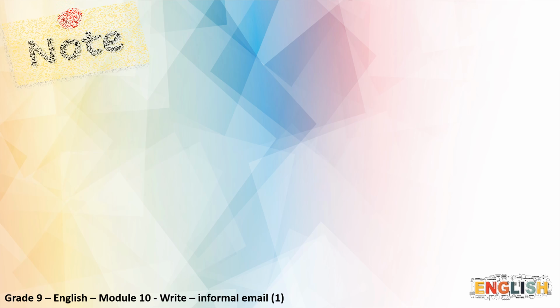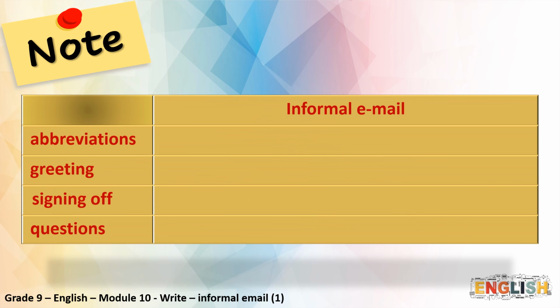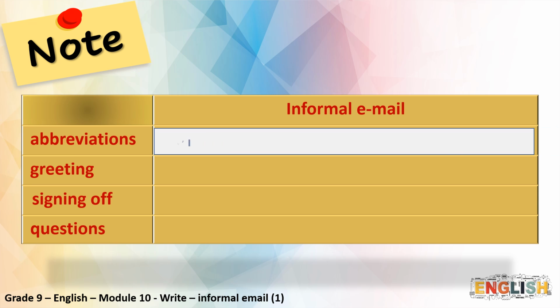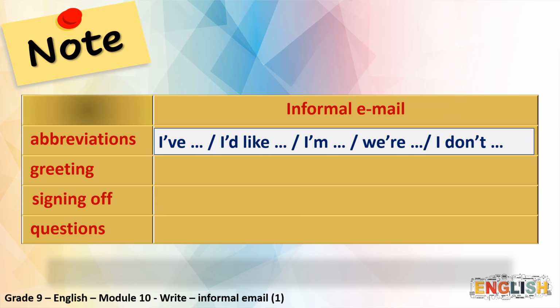And because you are going to write an informal email, you have to note the following. The first note is you can use abbreviations. And what we mean by abbreviations is the use of short forms. As in the examples, I've instead of I have, I'd like instead of I would like, I'm instead of I am, and so on. The second note here is the greeting.